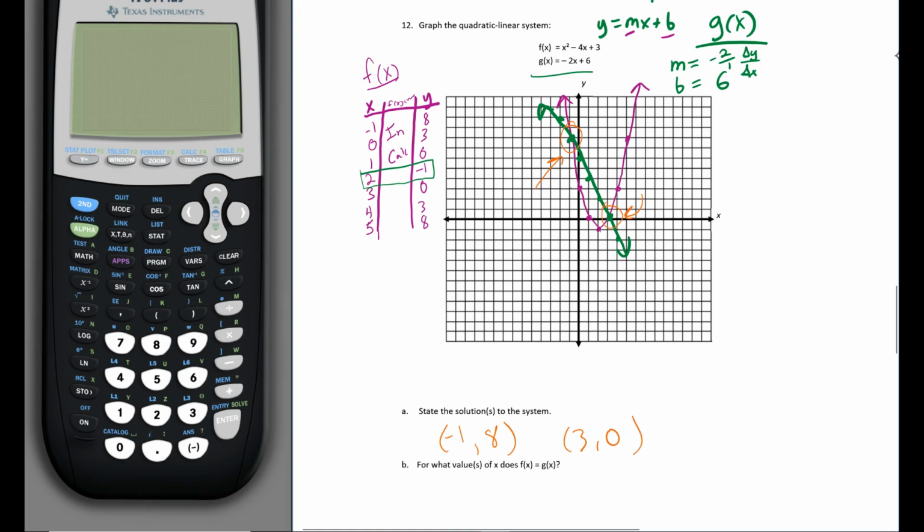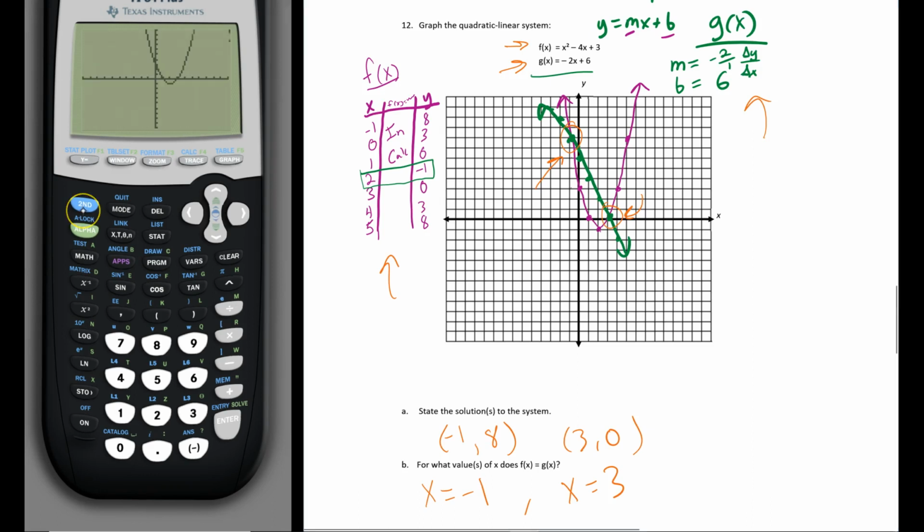For part B, it asks what values of x does f of x equal g of x. That's actually asking the same exact question. It's saying what values of x would you have to plug into both of these functions to get the same output. That's equivalent to looking at where the graphs intersect. Well, since they intersect at (-1, 8), x equals negative 1 would be one of the values, and x equals 3 would be the other value. You can do this graphically by going to your calculator, getting a table, plotting the line, doing it on graph paper, or if you're a little bit clever, you could do it in your calculator as well.